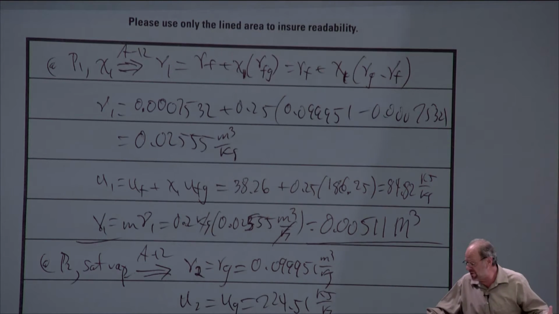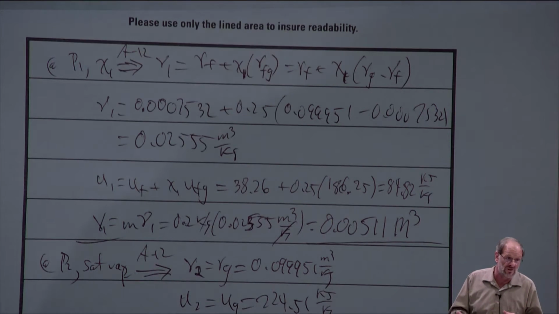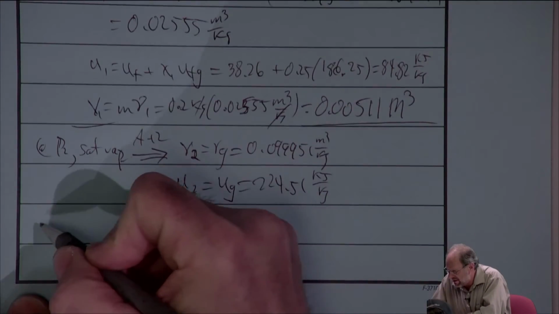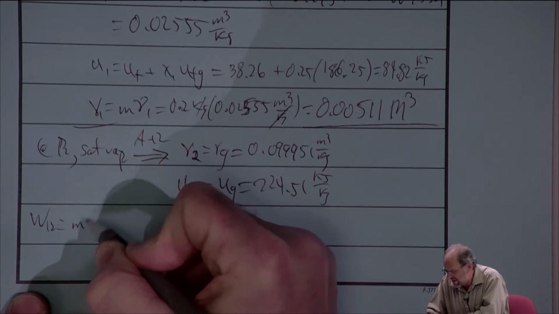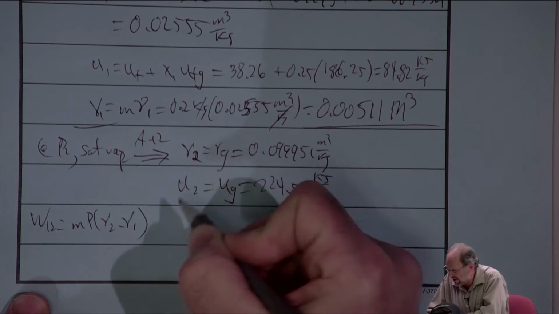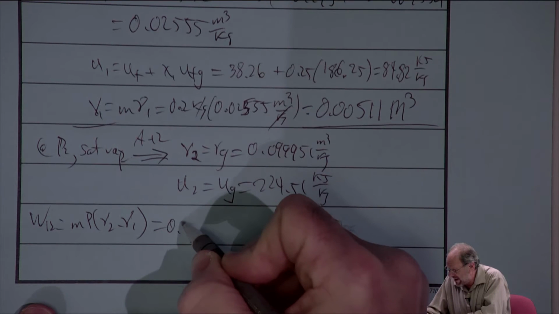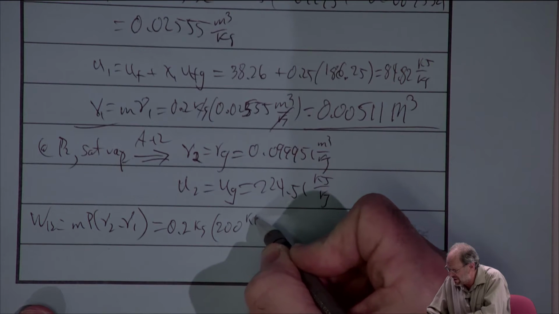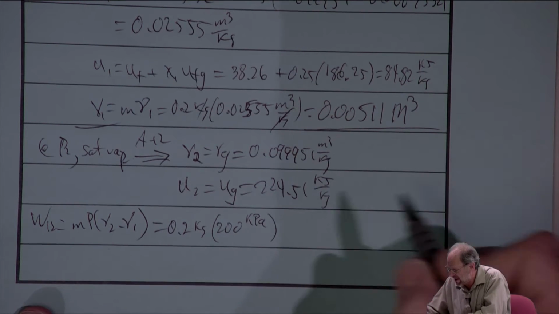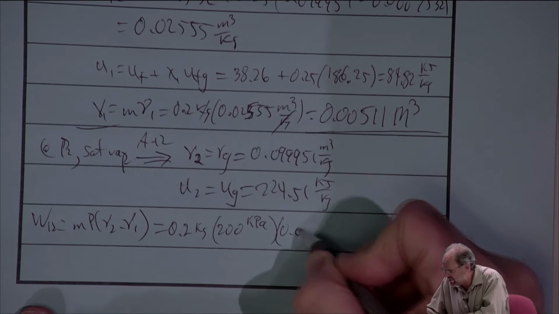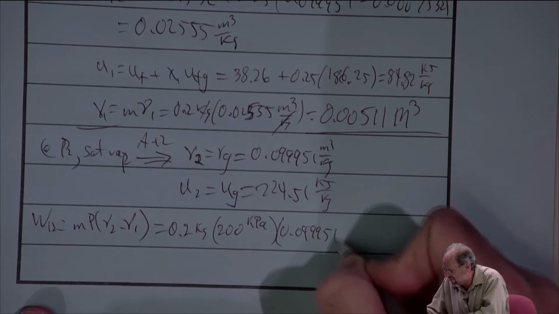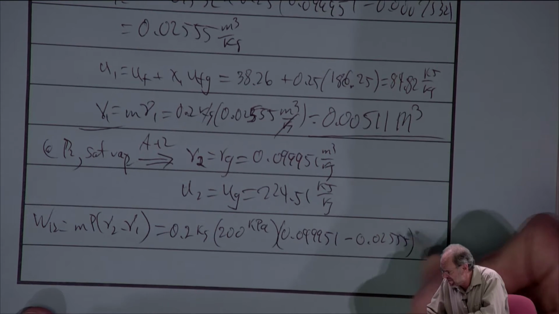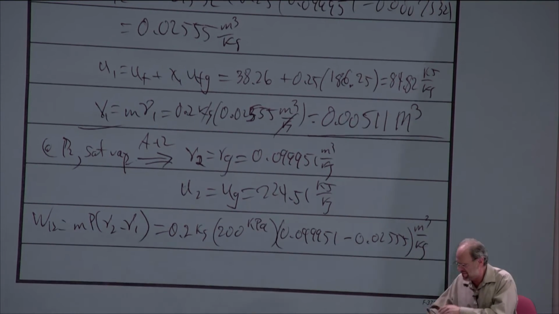Just 2 things left, right? We can find the work, we plug it into the first law, we find the heat, we're done. So work first. I'll just rewrite the equation. So we have 0.2 kilograms. Our pressure is 200 kilopascals. Then 0.099951 minus 0.02555 meters cubed per kilogram.